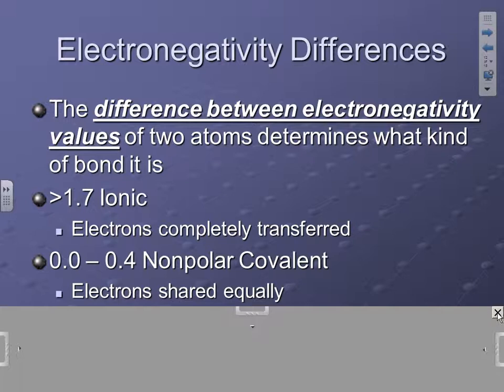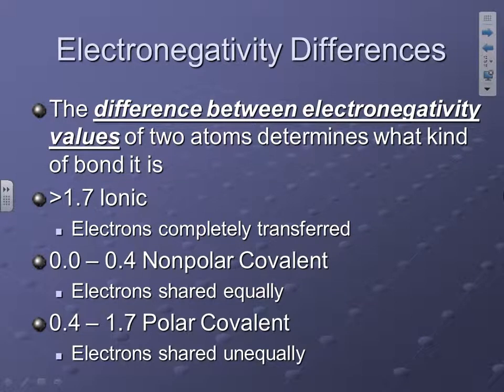And then finally, the middle ground is something that we call polar covalent. Polar covalent bond means that the electrons are being shared but they are not being shared evenly.